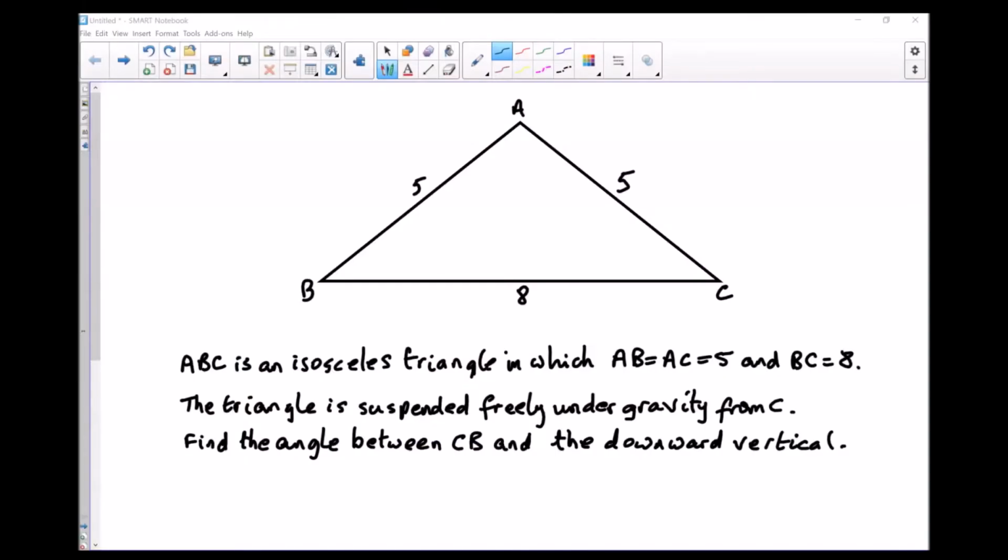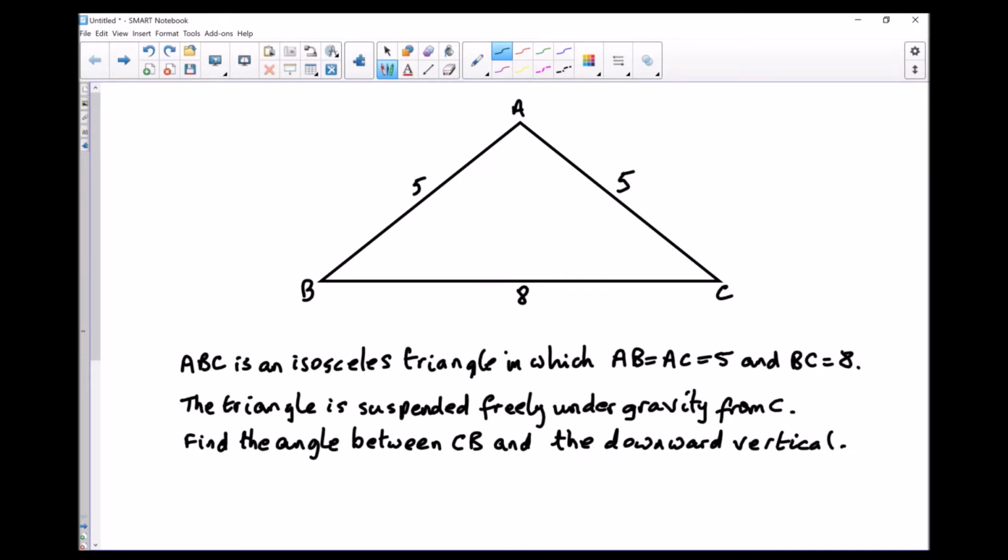Now let's look at a uniform lamina in the shape of an isosceles triangle ABC, where AB equals AC equals 5 and BC is 8. If we now suspend this triangle from the point C so that it hangs freely under gravity, how can we find the angle between CB and the downward vertical?